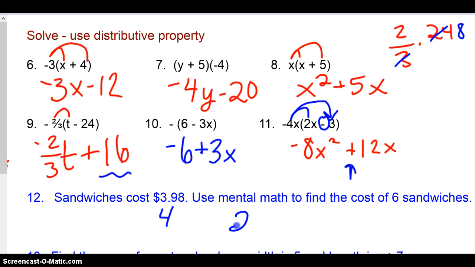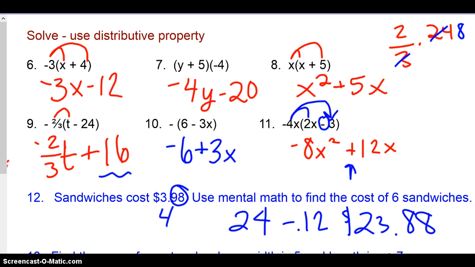6 sandwiches, so you've got $24. But then, it's a little bit less, so 2 cents for every 6 sandwiches. So I can take away 12 cents, so I get $23 and 88 cents. And then I put a dollar sign because I'm really good at labeling things. So $23.88. You use this all the time for stuff like that.